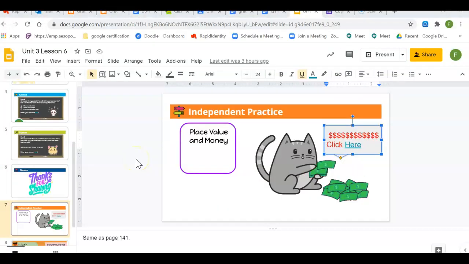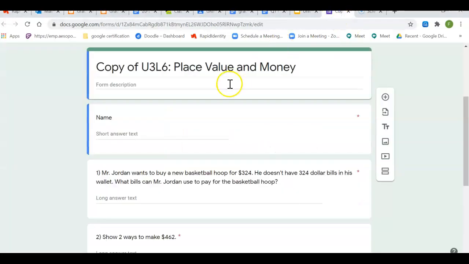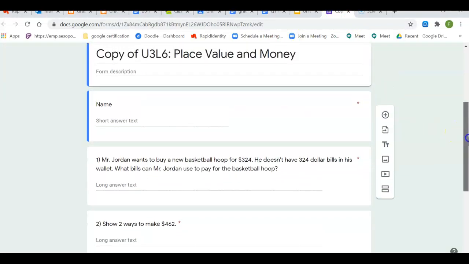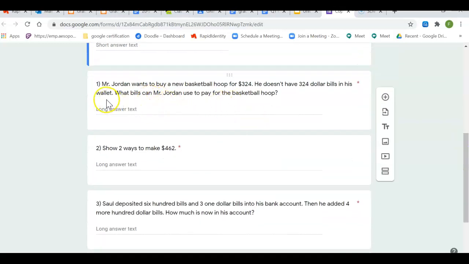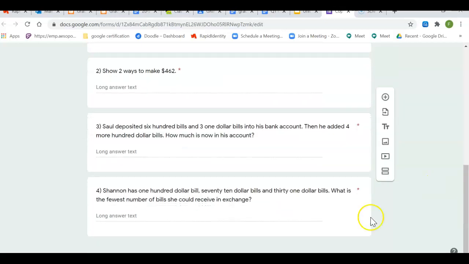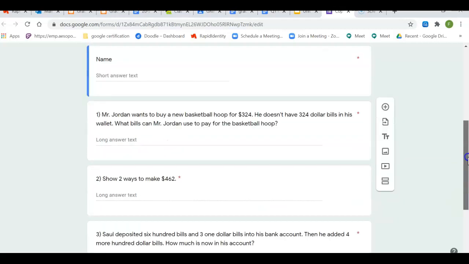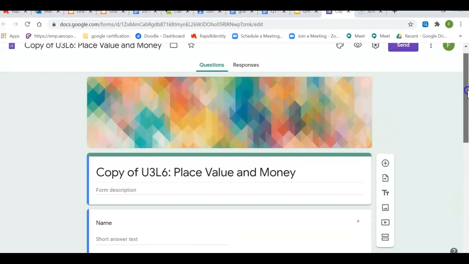This talks about our independent practice. I'm going to want you to click right here where it says click here. Once you click here, it's going to bring up a new tab and a new site. This is a Google form where I want you to answer the questions. This is all about place value and money, everything that we've been studying today. Make sure to type your name in here, and then you will go in and answer the questions. There's one, a second, a third, and a fourth. Just make sure you answer these before you actually submit them.